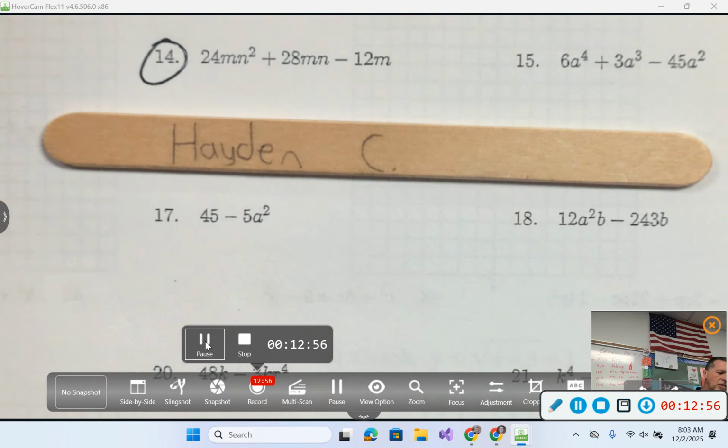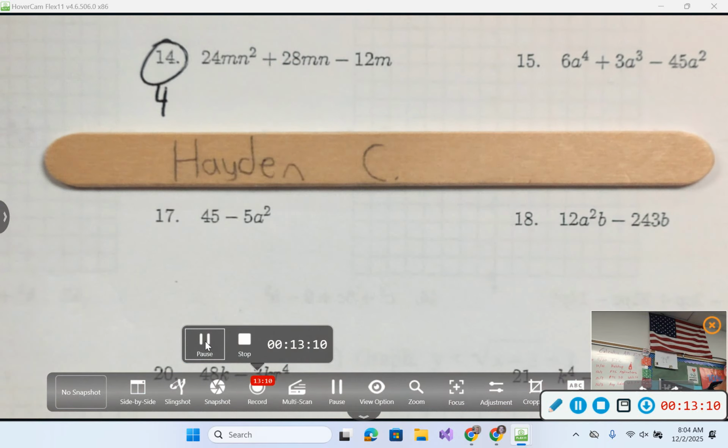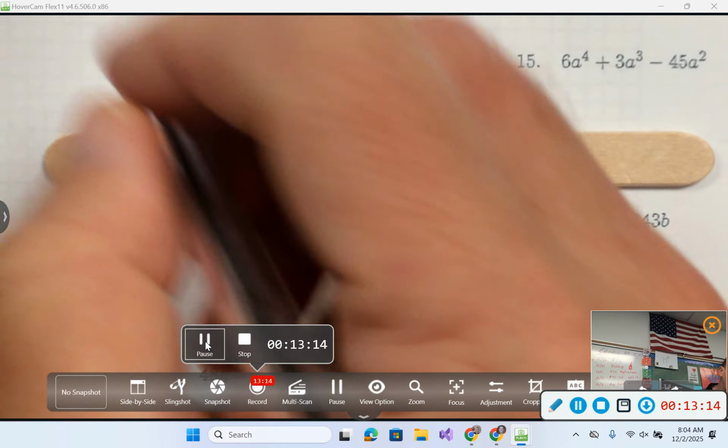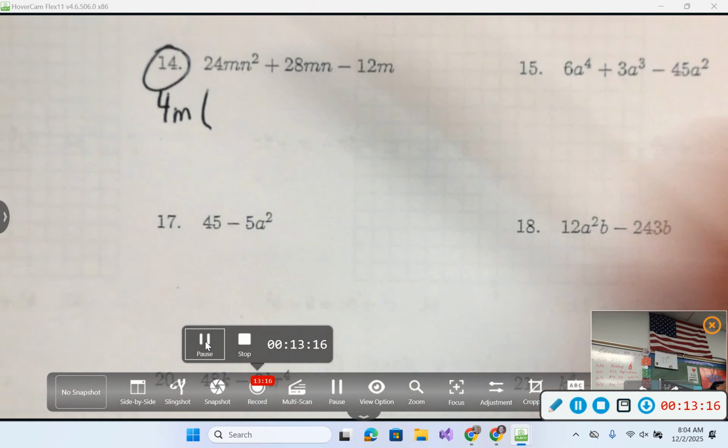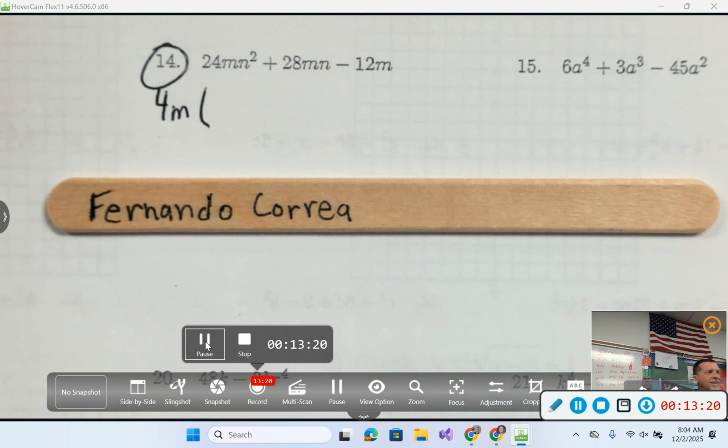Hayden, what do you see first on 14? Take out a 4. I like where you're going. Yes, I can take out a 4. Can I take out anything other than a 4? Yeah, I can take out an m. So we'll take out a 4m. Yes. Fernando, if I take away a 4m, if I divide them all by 4m, what does that leave me with?